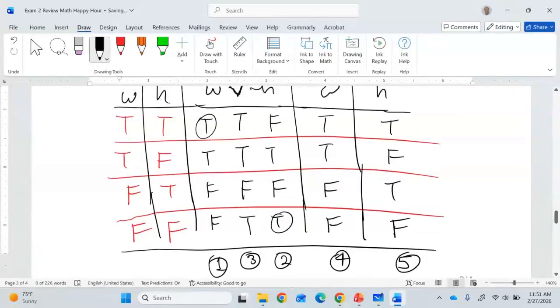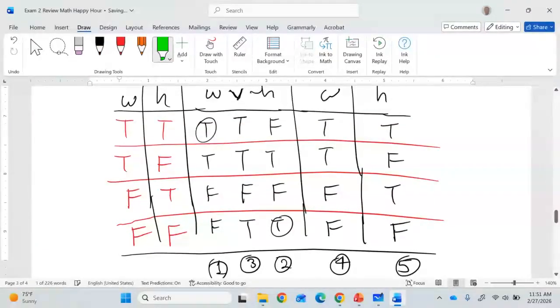Next, I'm looking for only those rows, so I'm going to go row by row. There's only 4. Remember that rows are the horizontal ones. I'm looking for the rows where both premises are true. So I have here true and true. The next one as well, I have true and true.